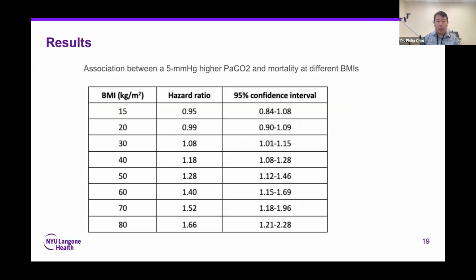And this analysis looked at the interaction between BMI and elevations in PCO2. So this isn't saying that BMI is independently a risk factor for death, but that as BMI increases, with more elevations in your PCO2, you're more at risk of death.